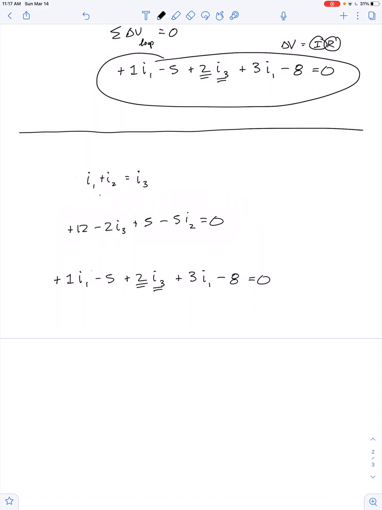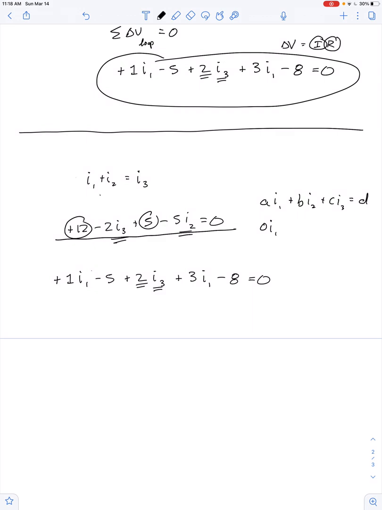Okay, now wait a minute. I can combine like terms here a little bit. I got plus 12 and plus 5. So how about I get this in the form A I1 plus B I2 plus C I3 is equal to D. Well, I don't see any I1, so this would be like 0 I1.